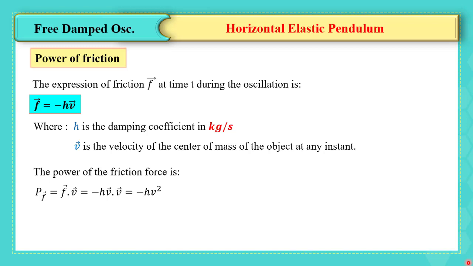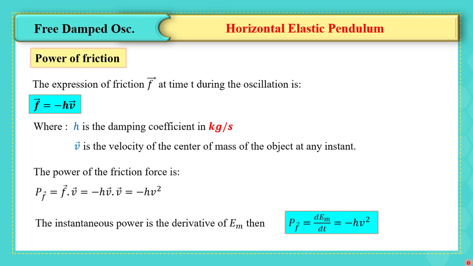The question is, why are we interested in the power of a friction? Actually, the instantaneous power is the derivative of the mechanical energy. Therefore, the derivative of the mechanical energy is minus h v squared.